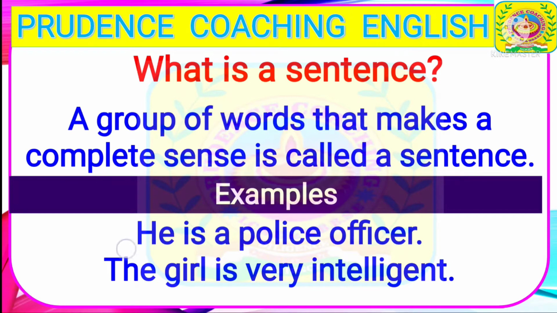For example, he is a police officer. The girl is very intelligent. So these are sentences, because from this we are getting something to know and it is making a complete sense. But if this statement was like this, a police officer, is he? Is it a sentence? No, it is not a sentence, because it is not arranged in the order and we cannot understand anything by hearing that. So this you must remember, that a group of words should be arranged in such a way that it should make a complete sense. This is very important.